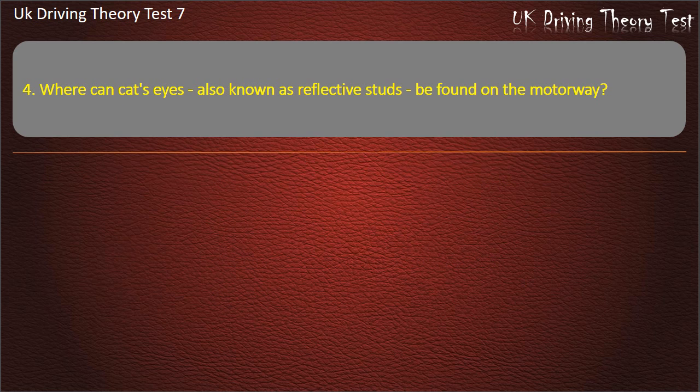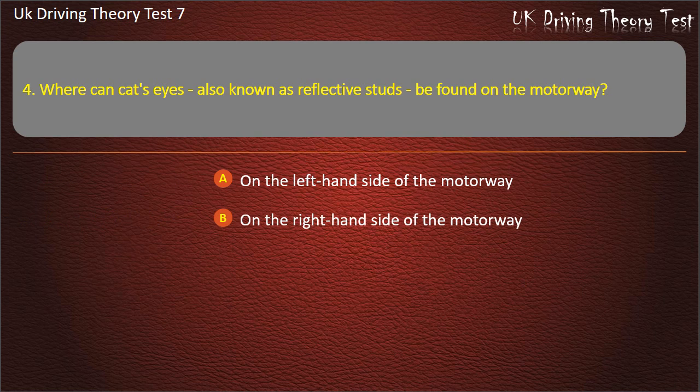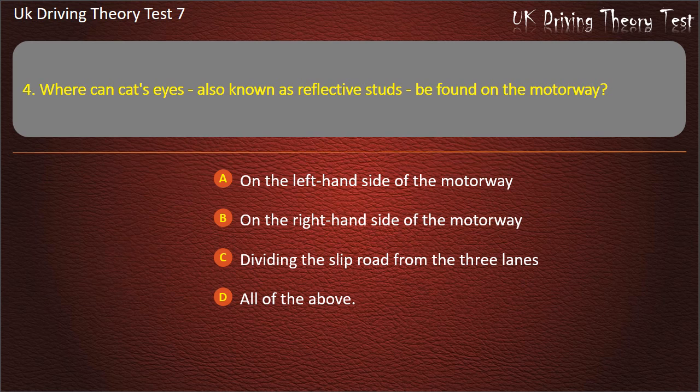Question 4. Where can cat's eyes, also known as reflective studs, be found on the motorway? On the left-hand side of the motorway. On the right-hand side of the motorway. Dividing the slip road from the 3 lanes. All of the above. Answer. All of the above.